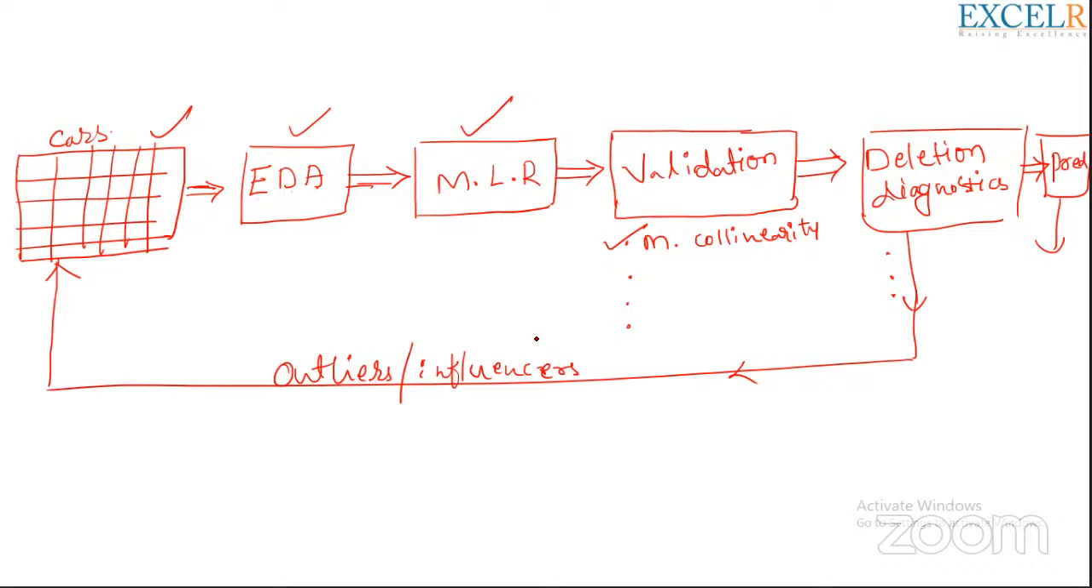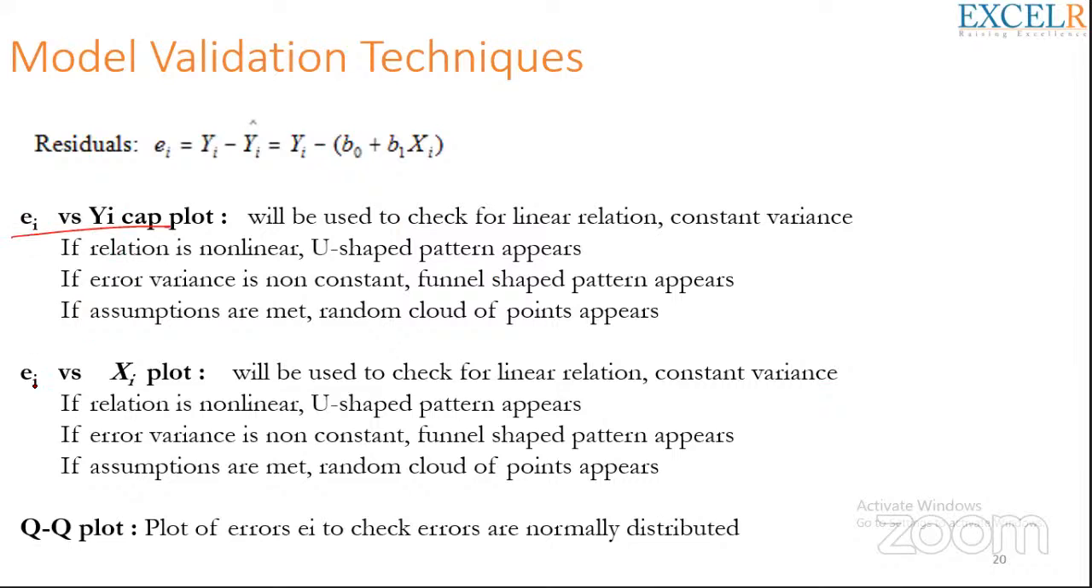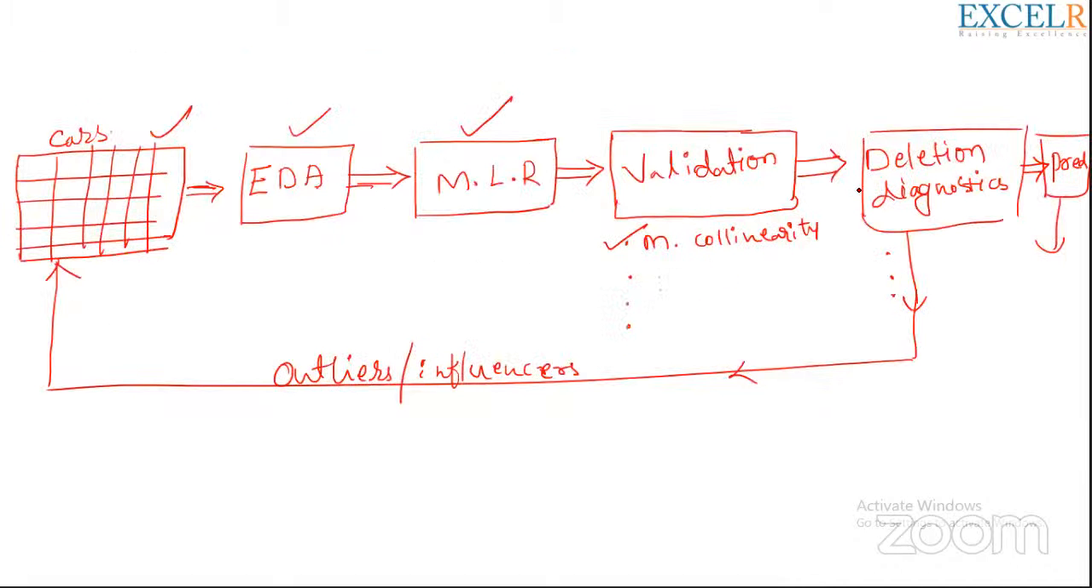Then we also discussed how to counter the problem using subset selection of the features. Then we are going to discuss a few more techniques as part of the model validation. These three more techniques we are going to discuss. Then we will move to the deletion diagnostics, then we'll solve the problems, then we'll get the final model. So this is the process.